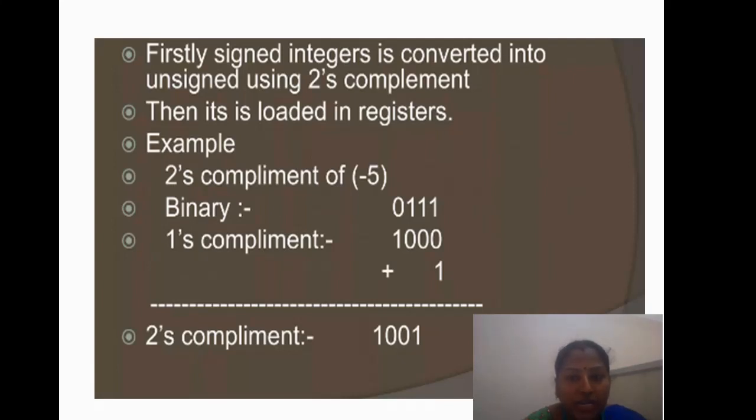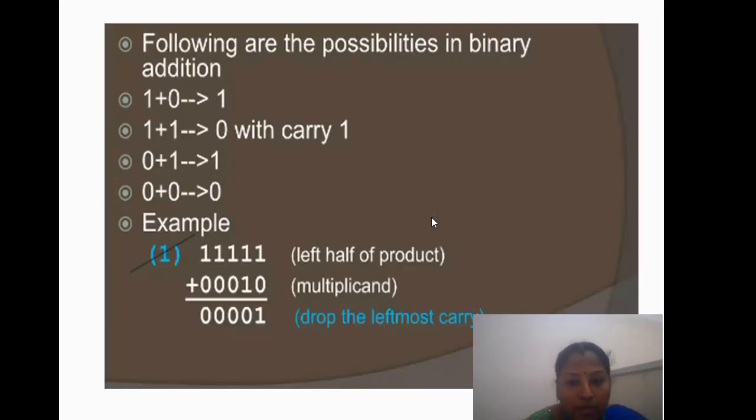First, initially we will convert it to 2's complement, and then it is loaded into the register. For 2's complement, for example, if it is minus 5, the binary value of 5 is 0 1 1. You take the 1's complement of it, and then you add 1 to find the 2's complement. So this is the 2's complement representation of minus 5.